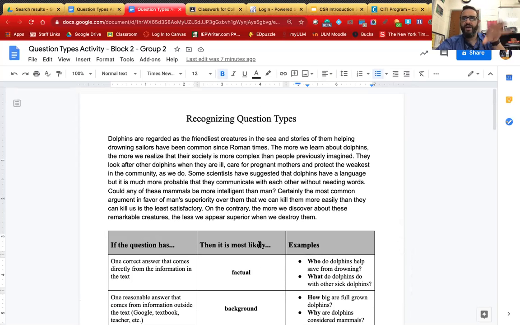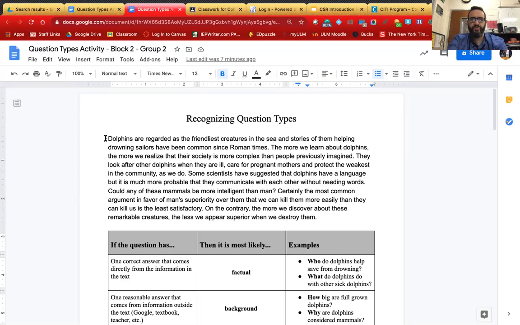Okay, so let me give you some actual concrete examples of what I did. So I'm going to read this paragraph about dolphins, then I'll show you the questions I made up. It says, dolphins are regarded as the friendliest creatures in the sea, and stories of them helping drowning sailors have been common since Roman times. The more we learn about dolphins, the more we realize that their society is more complex than people previously imagined. They look after other dolphins when they are ill, care for pregnant mothers, and protect the weakest in the community, as we do. Some scientists have suggested that dolphins have a language, but it is much more probable that they communicate with each other without needing words.